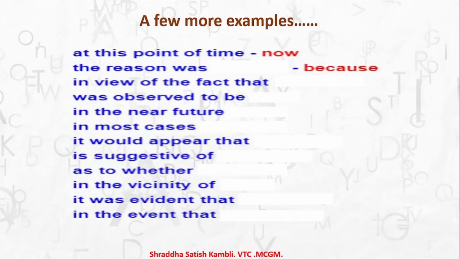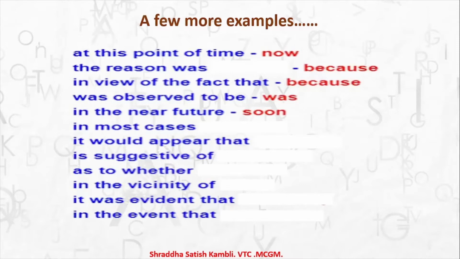Okay, now in view of the fact that, instead of these many words, again you can make use of the word because. Was observed to be means was. Instead of saying was observed to be, you can just say was. It was observed to be that he is a teacher. Instead of saying this entire thing, you could say he was a teacher. In the near future means soon. I will go to the market in the near future means I will go to the market soon.